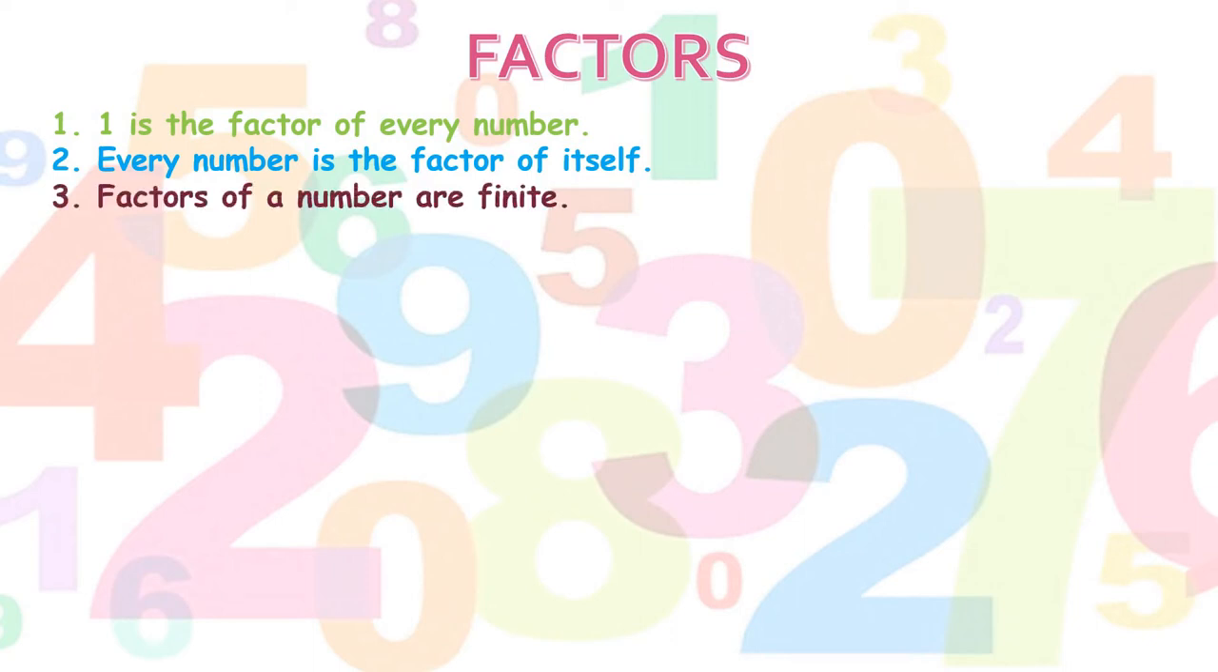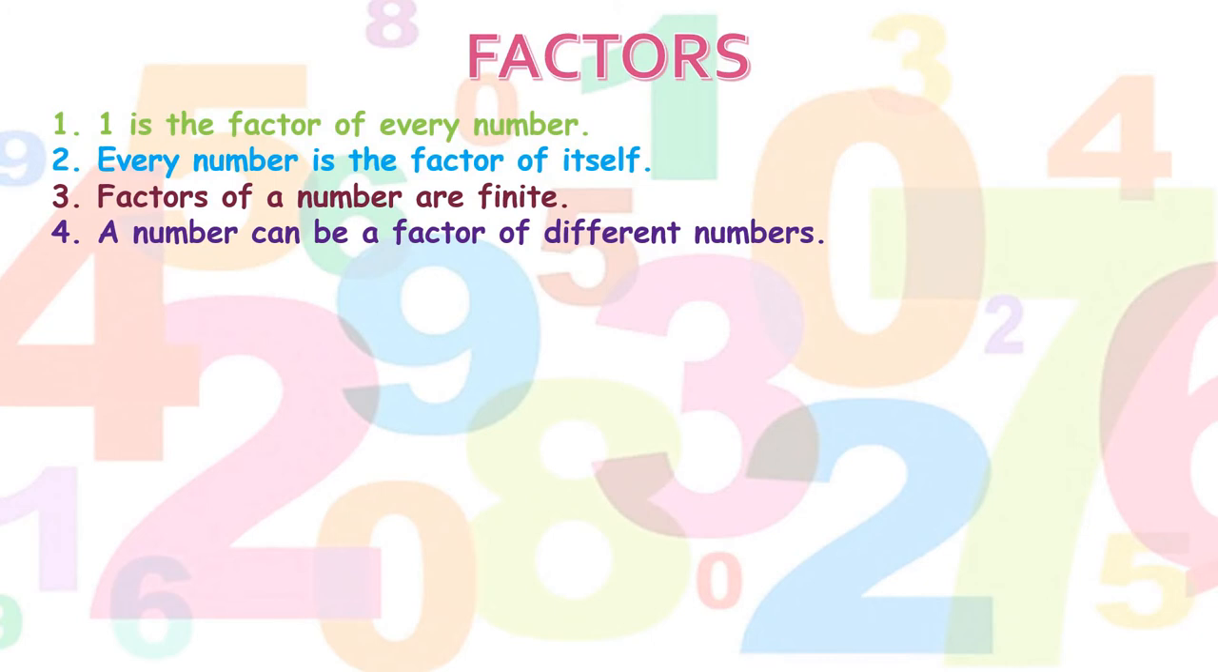Factors of a number are finite. There are a finite number of factors of a certain number. A number can be a factor of different numbers. Like in the first example I gave you, 2 is a factor of 4 as well as 8. So a number can be a factor of different numbers.